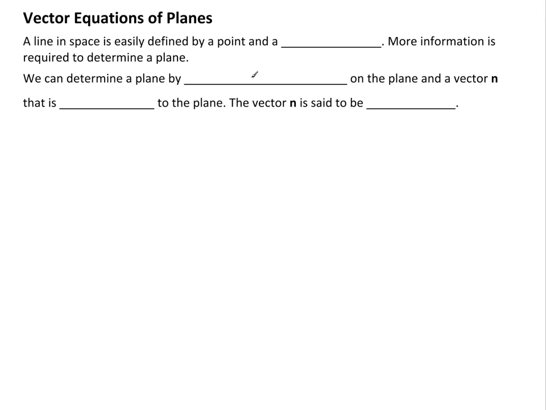A line in space is easily defined by simply a point and a direction. We need a little bit more information to actually determine a plane. Now we can determine a plane by identifying a single point that resides on the plane and a vector n that's orthogonal to the plane. This vector n, this orthogonal vector, is said to be normal, meaning simply that it's perpendicular.